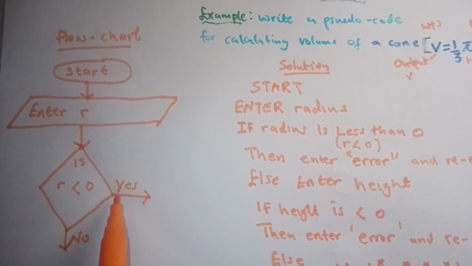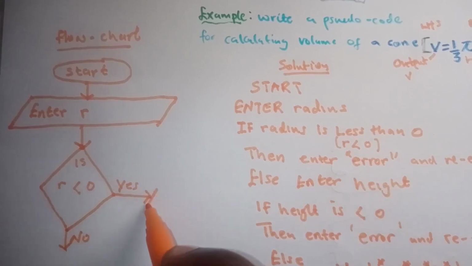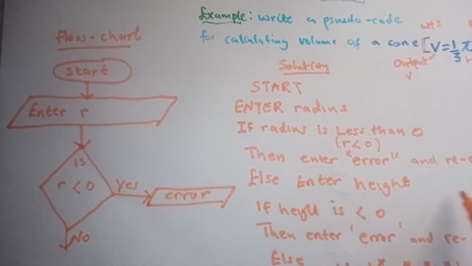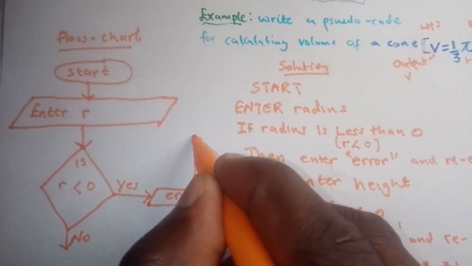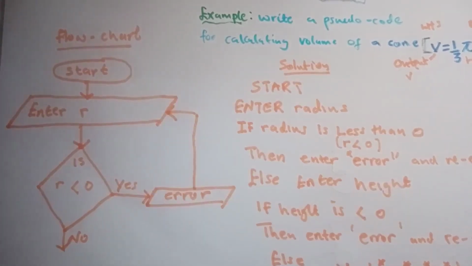Is radius less than 0? Yes, it is less than 0. So I said if it's less than 0, enter error, and re-enter radius. For re-entering the radius, we're not going to draw another box. When you're re-entering, you just show an arrow going back here. That's how you do it.